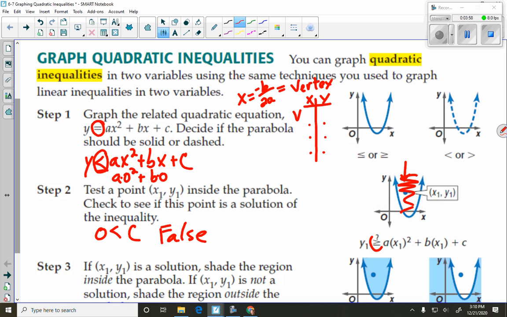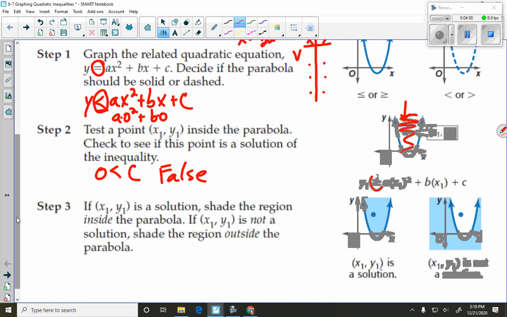So you're either going to shade inside the parabola or all the way around the outside. And so if your test point is a solution and it makes a true statement, you shade wherever that point is. That's why it's important to know where your point is. If it gives you a false statement, if I test the point way out here and it's false, I'm not shading it, okay? So testing. That should be pretty standard because we've graphed linear equations before. We've graphed linear inequalities, and basically the steps are the same.